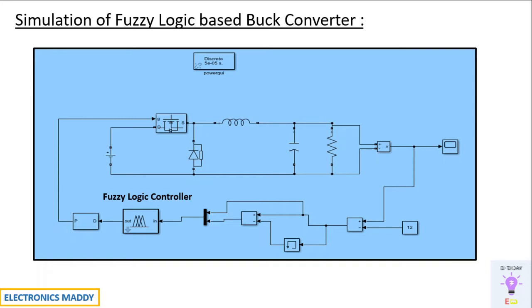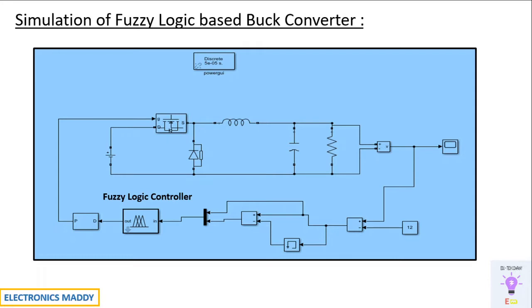So how is this particular circuit different from the closed loop buck converter circuit? I'm using a fuzzy logic controller instead of a PI controller. The reason being the peak overshoot is drastically reduced and the steady state error is also reduced in case of a fuzzy logic controller. And that is why these type of controllers are popularly used in industrial applications. So how do we design such type of a circuit? That is one of the most important aspects, isn't it?